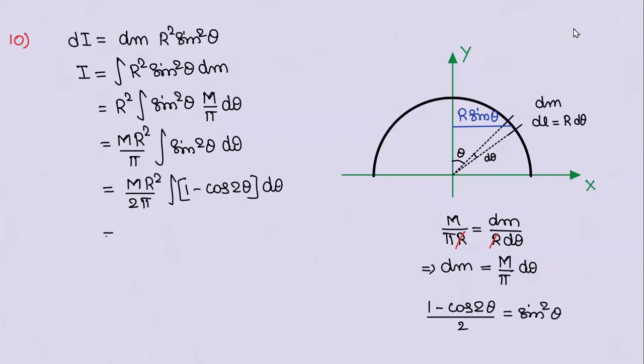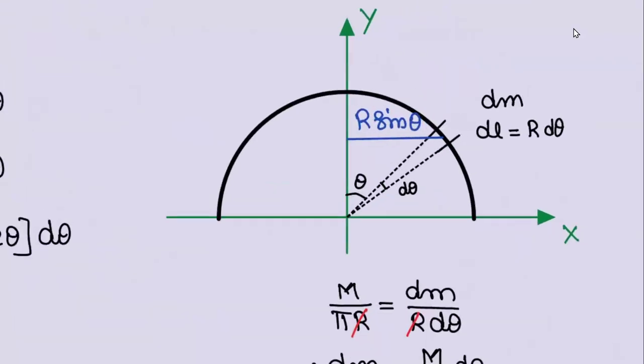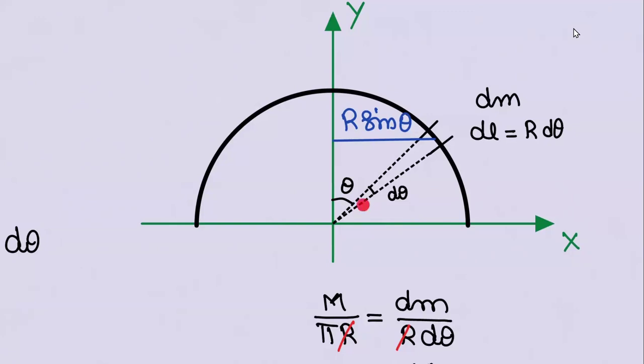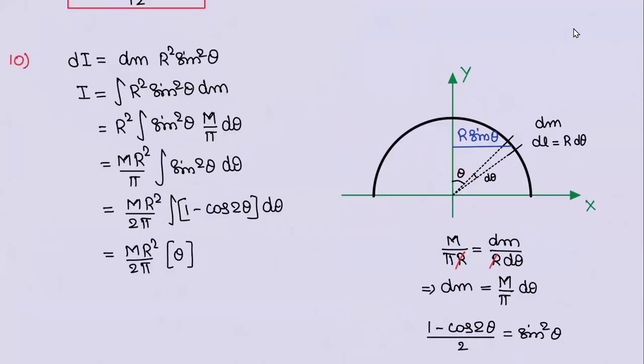Now you need to integrate, m r square by 2 pi. Integral 1 d theta is theta. Limits 0 to pi. That's the biggest problem. Students will take it like this. The point is, you need to understand, if you take theta with the x-axis, then the limits will be 0 to pi. But you took it with the y-axis, so the limits will be minus pi by 2 to plus pi by 2. Can you understand? So when you're taking limits, you should not take them blindly.